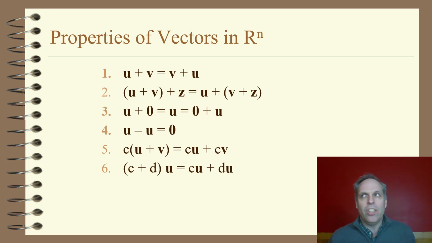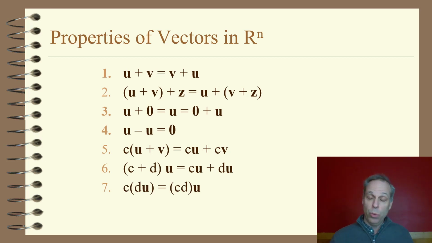Number 6 is one of those that people look at and go, well, yeah, that's true, that's obvious. But there's something really weird happening in the 6th one. Notice that the left-hand side of that equality, the addition is between real numbers, while on the right-hand side, the addition is between vectors. The addition operation is actually between different objects. So that's very interesting that we can do that.